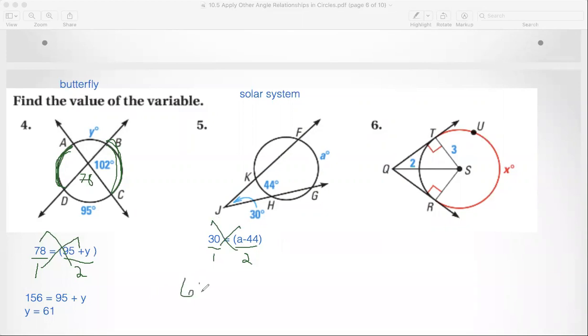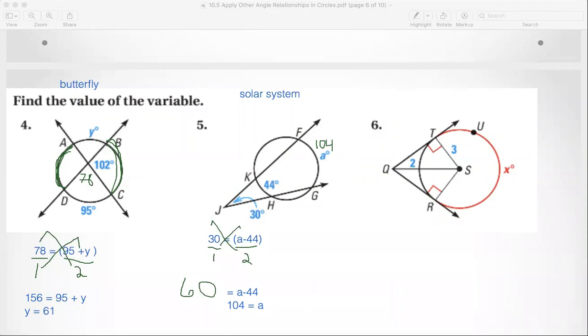So 60, I'm going to type it, it's easier and quicker. So 60 equals A minus 44. So then I'm going to add 44 to both sides. So that would be 104 equals A. Okay, and what I was just doing mentally was making sure, so if this is 104, I was just doing some self-check, like this better be bigger than this intercepted arc here, because this is your bigger arc. And then 104 minus 44 is 60. 60 divided by 2 is 30. So good, I like my answers.